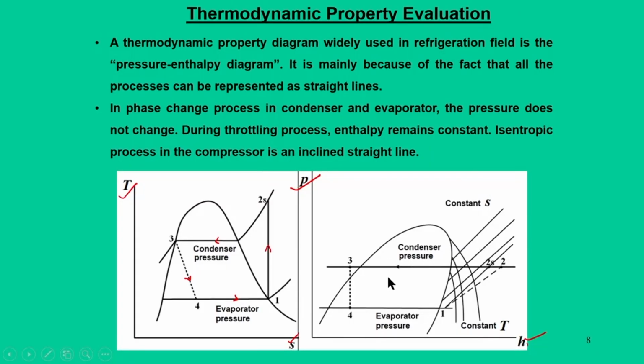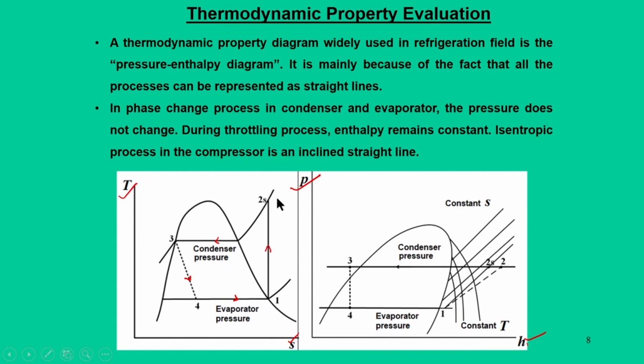That is one aspect. The other aspect is that in the temperature-entropy diagram, the process 3-4 is a constant enthalpy process, but interestingly it is an inclined straight line. That means in a temperature-entropy diagram this constant enthalpy line is an inclined straight line. Of course, it is an irreversible process, but it is an inclined straight line, and 1-2s is an isentropic process, so it is a vertical straight line.